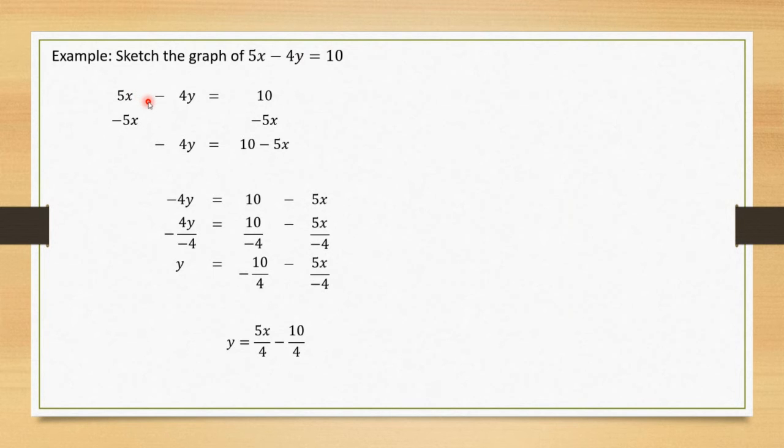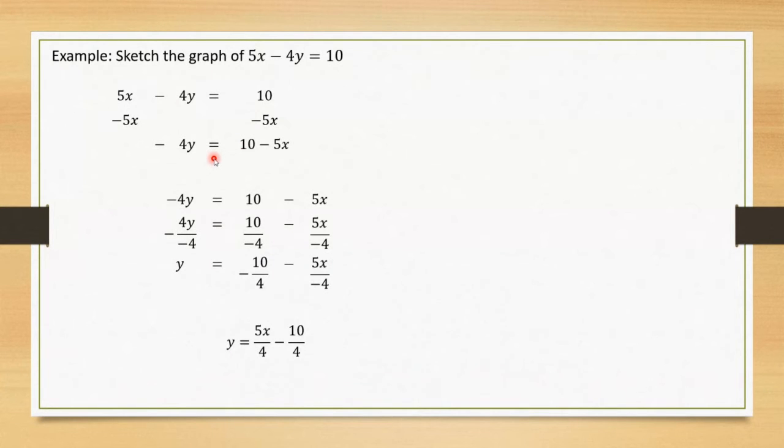So again, I'm getting y all alone on one side of the equation. I subtract 5x from each side here, right? We want to get y all alone. Then we subtract 4y. We're not there yet. We get -4y is 10 minus 5x.